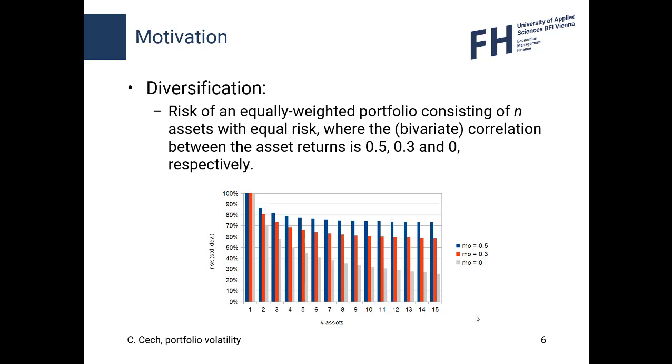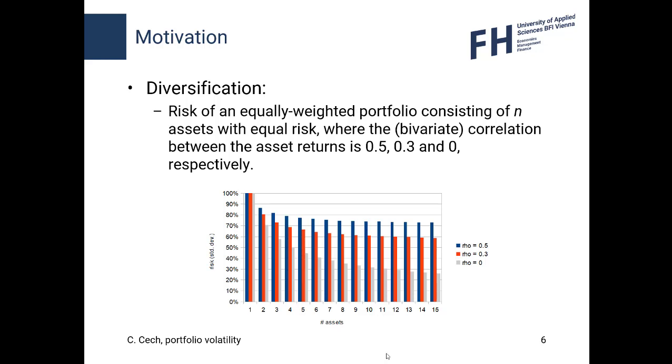Let's look at this bar chart here, and let us first consider the blue bars. They represent the diversification if the correlation between the assets is 50%. So if you invest in only one asset, this is our starting point, you have 100% of the risk. And now if you, instead of investing into only one asset, you invest in 10 assets, here you see you can reduce the risk by roughly 25%.